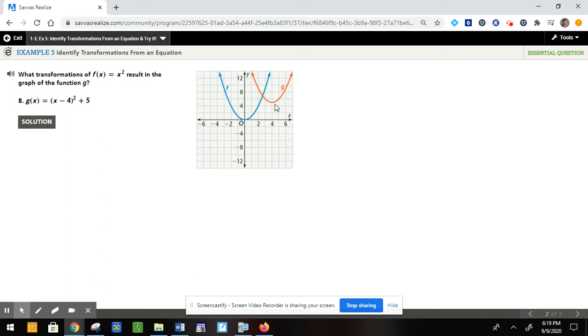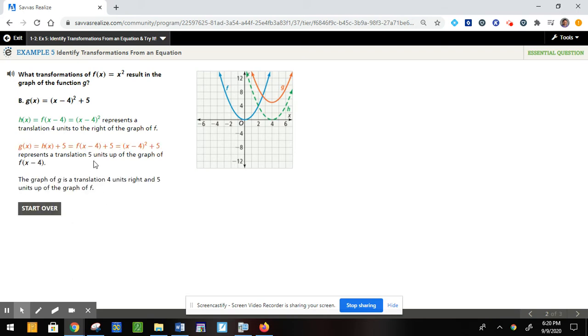The other thing you should notice is they are the same shape, right? Because there are no multipliers, no coefficient on the x inside or outside, it's not going to change the shape. It's not going to compress it. It's not going to stretch it. So that is actually an identical shape. It might look a little different, but that's just because you see less of the G than you do of the F. If you were to put that on top, it would be identical. So that first part is talking about the 4 units to the right, and then that part is talking about the 5 units up.